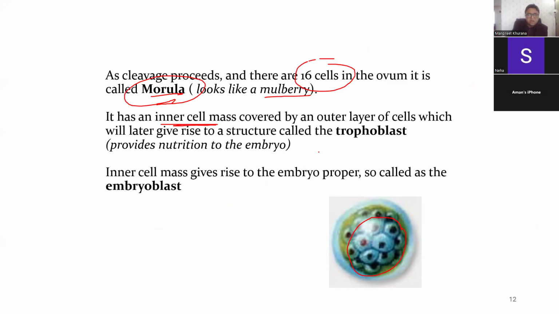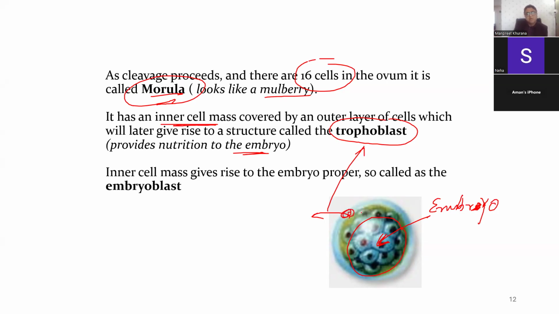Now, the outer layer of cells gives rise to trophoblast. We can say the trophoblast is giving nutrition to the embryo. So this inner cell mass is going to give rise to the embryo. And the outer mass is known as the trophoblast. So this embryo will take nutrition through this trophoblast.